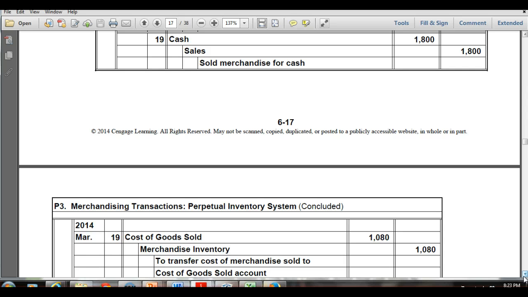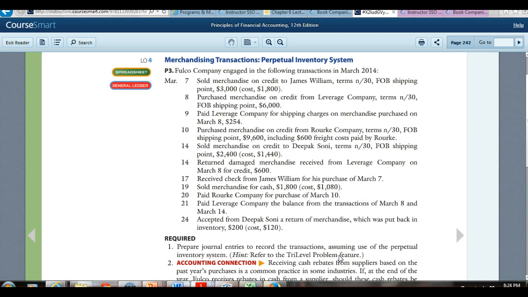Are y'all ready for the next? Next, it says, paid Rourke Company for the purchase on March 10th. So it looks like over here on March 10th, that was 9,600. Is it 96 or 9? Because Rourke Company paid the freight. Correct, but they paid it, and we're supposed to pay them back because it was FOB shipping point. So it's still 9,600.